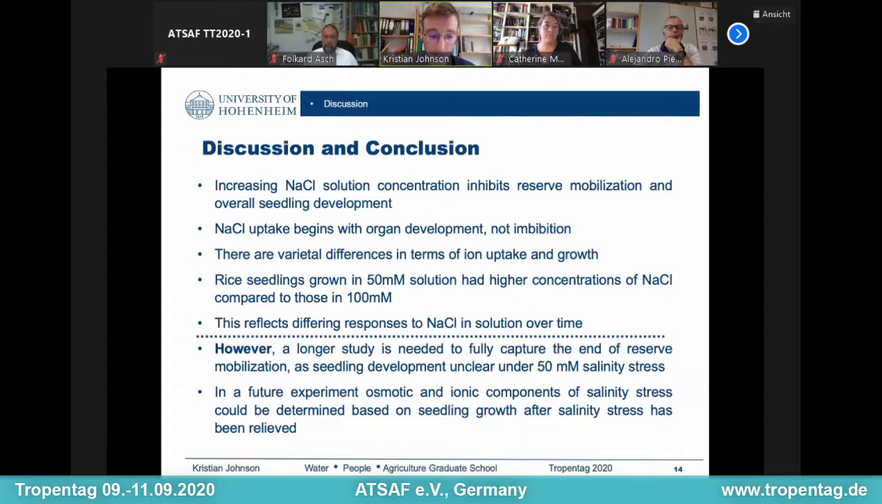And where does this lead me for the future? I would like to increase the length of the study to fully capture the end of reserve mobilization, in particular for the 50 millimolar solution, which I never had a chance to fully see. And I'd also like to draw a starker differentiation between the effects of the osmotic and ionic components of salinity stress. In that case, I would like to construct an experiment in which I relieve the salinity stress. If it happens to be ionic stress, the plant will not be able to recover, whereas if it was purely osmotic, then it should be able to recover after experiencing salinity stress.